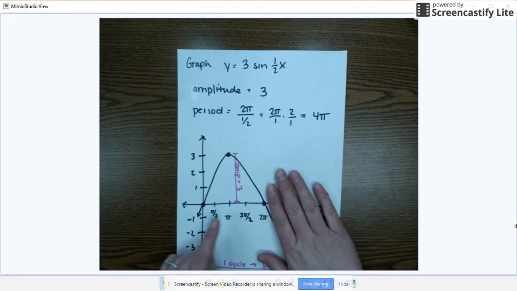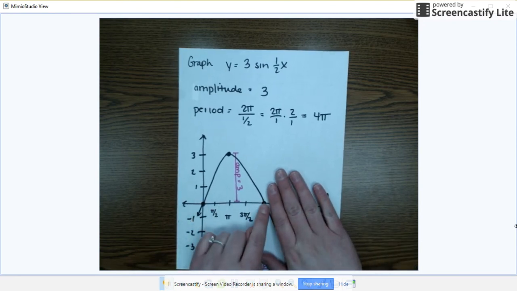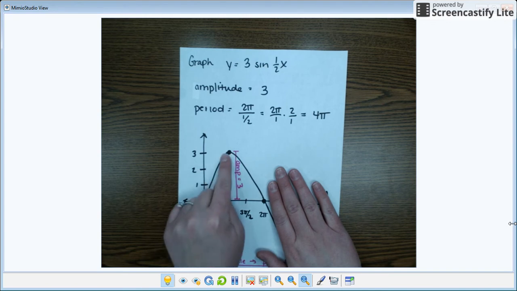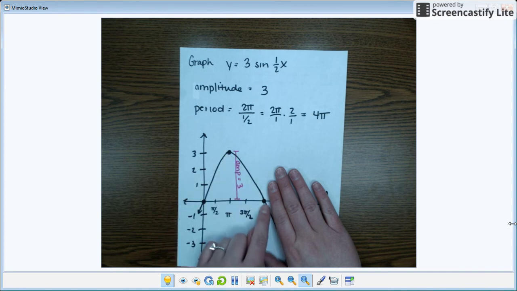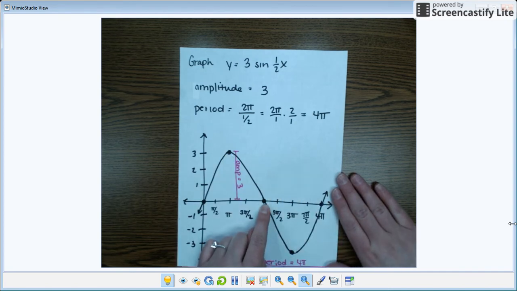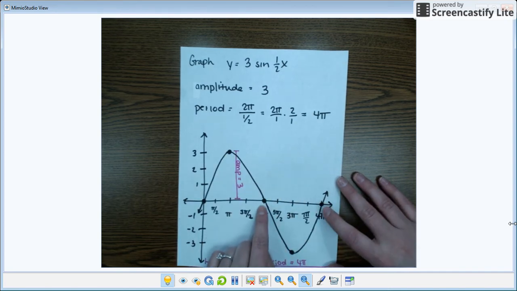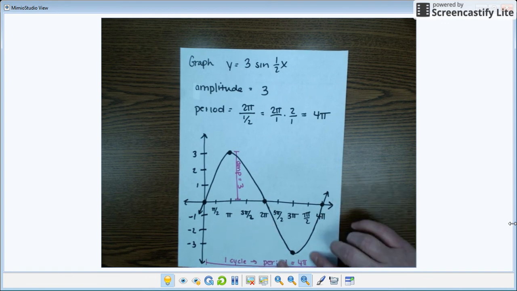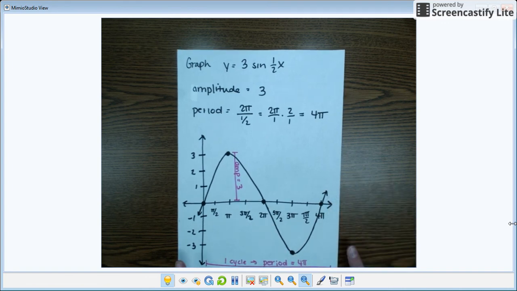And then if we look from our origin back to our x-axis, we know we have a maximum. So halfway between 0 and 2 pi, we have to get to our amplitude of 3. So we go 0, 0 up to pi, 3, and then back down to our x-axis. Halfway between 2 pi and 4 pi, we need to be down at our minimum, which is -3, and then back up. So one cycle took us a period or a length of 4 pi.